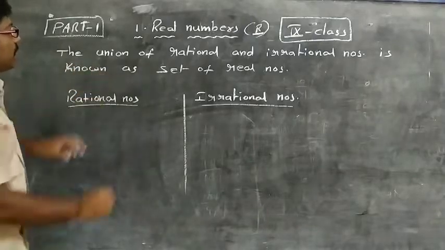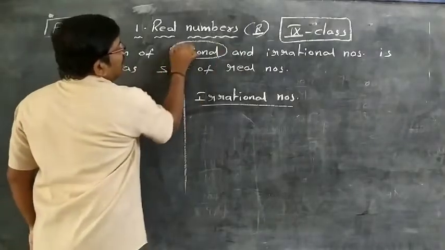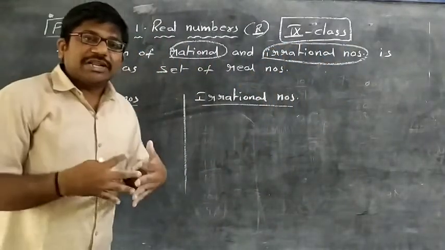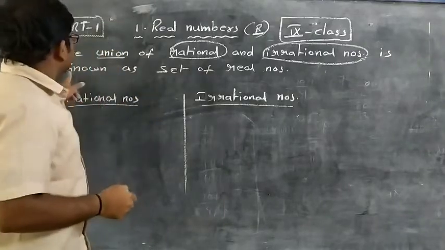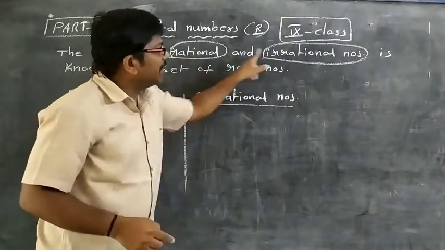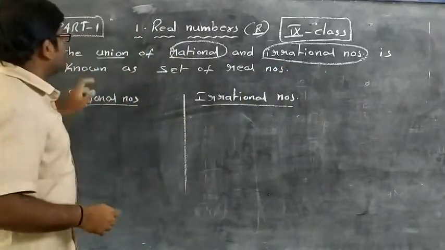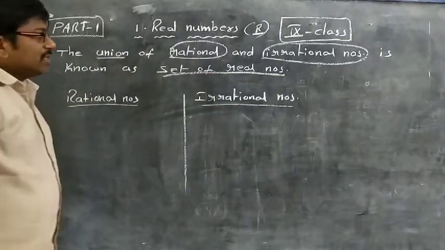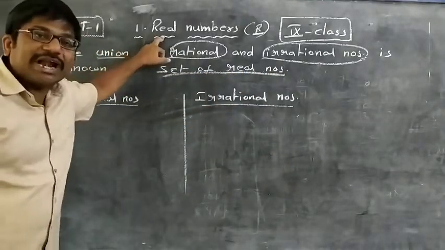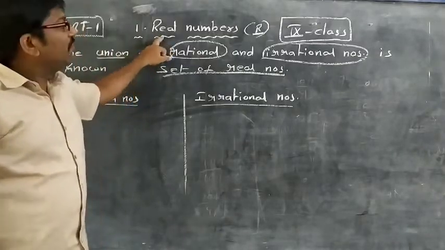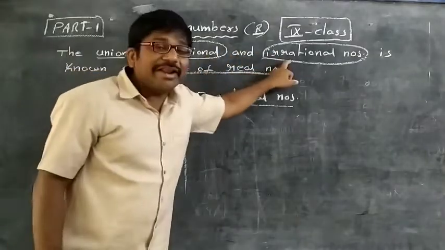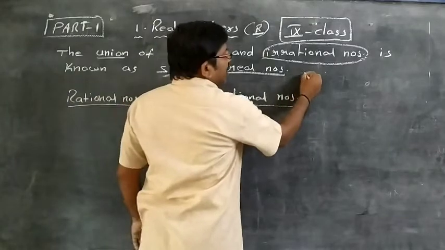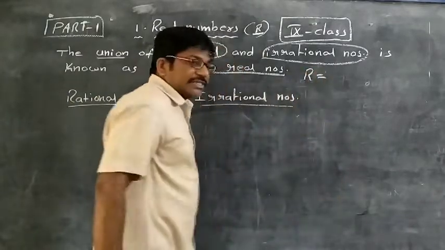The union of rational and irrational numbers, that is, the set of rational and irrational numbers together, is known as the set of real numbers. The set of real numbers contains two types of numbers, rational and irrational numbers. Both are called real numbers. Real numbers are denoted with R. R is equal to the set of real numbers.